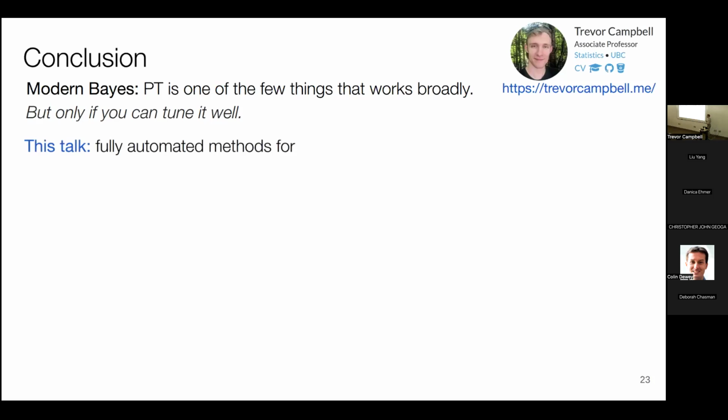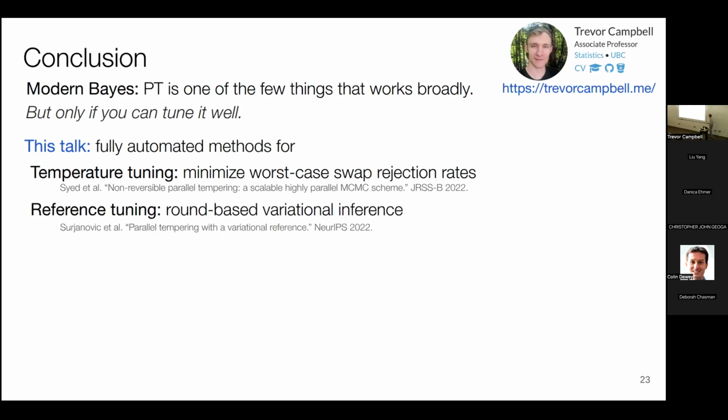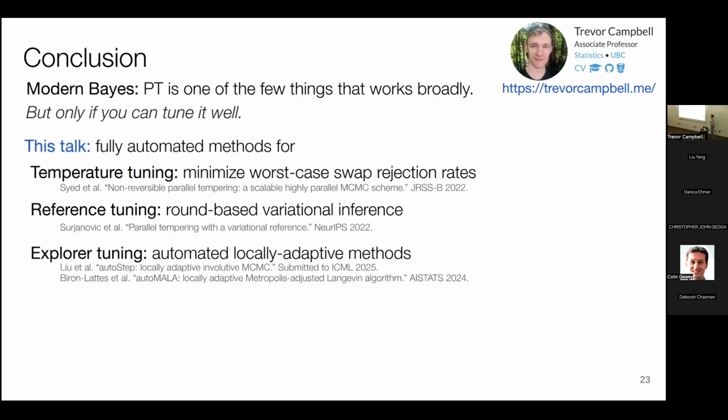And so this talk was about fully automated methods for tuning all the things you would want to tune in parallel tempering. In particular, temperature tuning, that again was not work by me, that was by Saf and Alex back in 2022. There we're just minimizing the worst case swap rejection rates by setting them all equal to each other. Reference tuning, that's that variational parallel tempering paper from a couple years ago. We do forward KL minimization via moment matching and exponential families. And finally, for tuning the explorers, we used automated locally adaptive methods. One example of this is autostep, that paper that I told you guys about earlier.